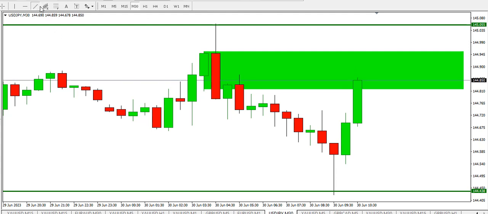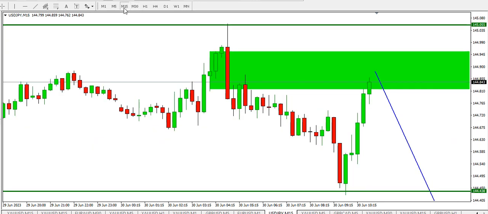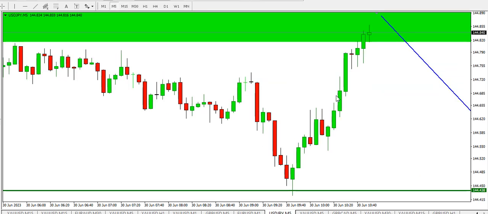Okay, because the sellers might decide to come in and drop price, and price might now give us a head and shoulder pattern. But if price breaks above this order block and also breaks above this 145.055 top, then you might consider buying USDJPY. All right, but for now, the overall direction is still ranging. You might want to wait for the range breakout.